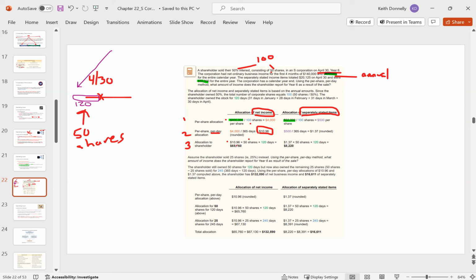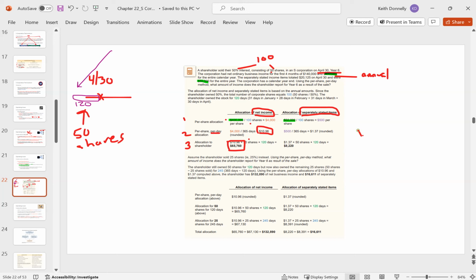You just do a little bit of math here. $10.96, the per share per day income. He owned 50 shares for 120 days. Hey, he gets $65,000 of the income allocated to him. That's what we're going to push out on the K-1.